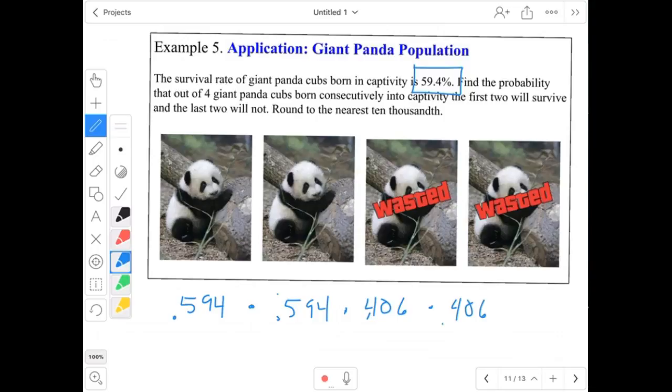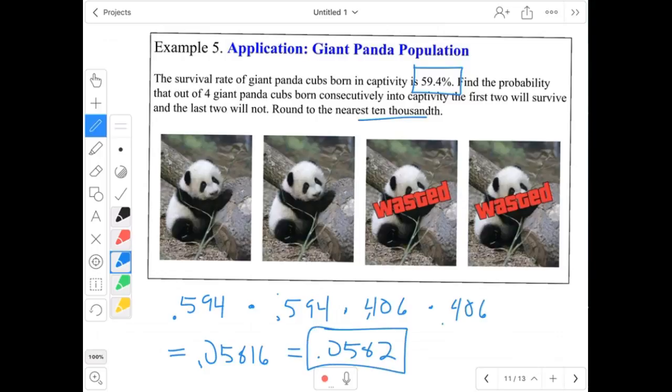So that'll be, we get 0.05816. So rounded to the nearest thousandth, that would be 0.058. Or no, they wanted 10,000th. That's my bad. So that'll be a 2, roughly. So that's the probability of that happening consecutively, where the first two make it, and unfortunately the second two do not.